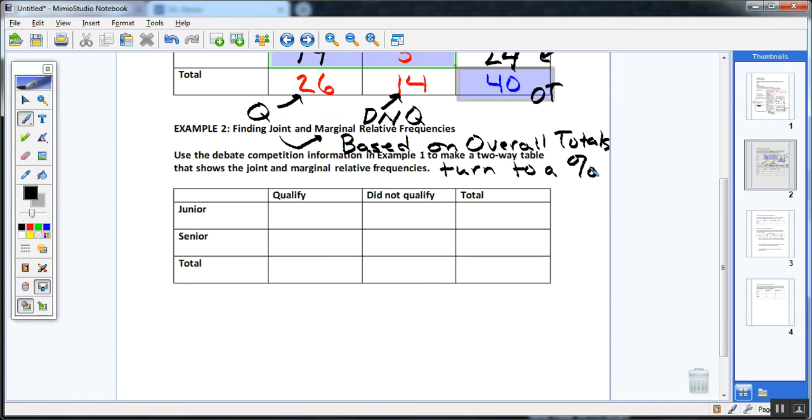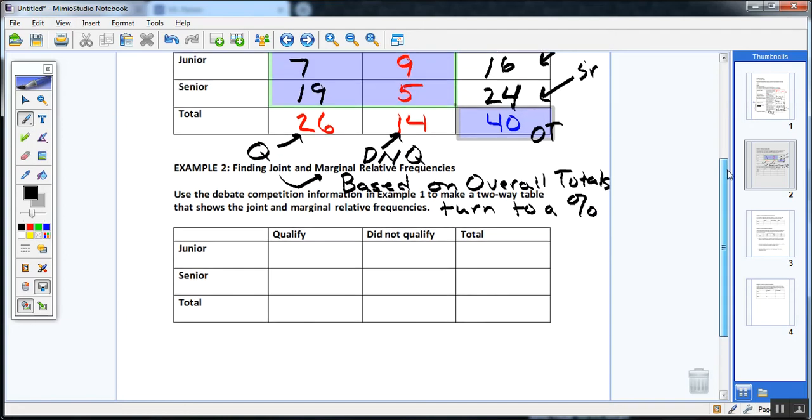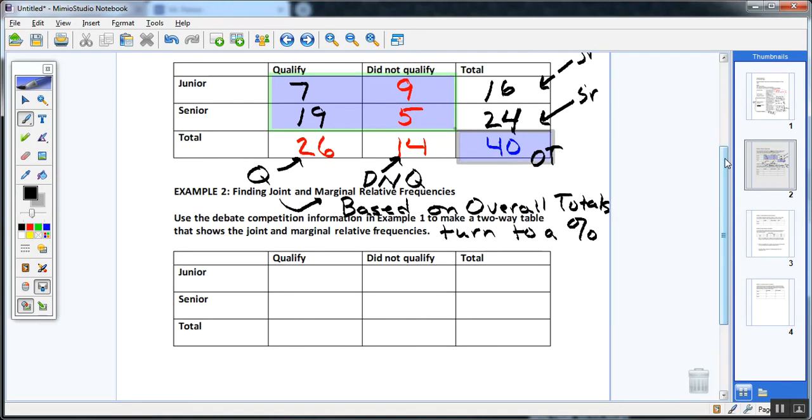So here's how I want this to work, kids. Take a look at that table up here, and I need some volunteers that are going to help crunch some numbers for me. How many qualifying juniors were there? 7 out of an overall total of how many kids? So what we're going to say is this. These joint relative frequencies are going to be the 4 boxes right up here, and then the marginal relative frequencies are going to be in the totals right here. So this is going to be 7 out of 40, okay, somebody divide that out for me.